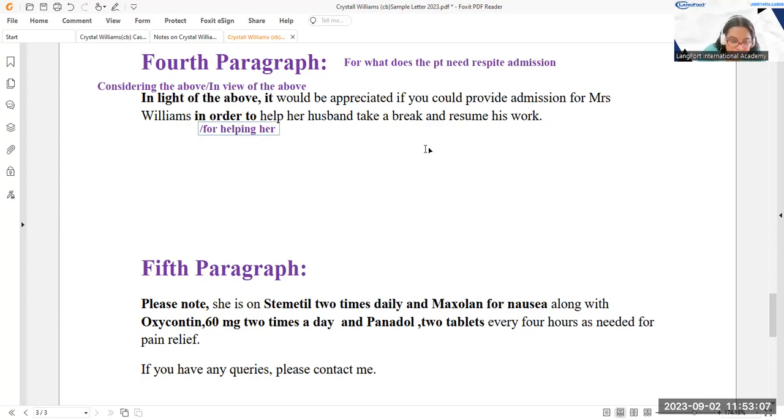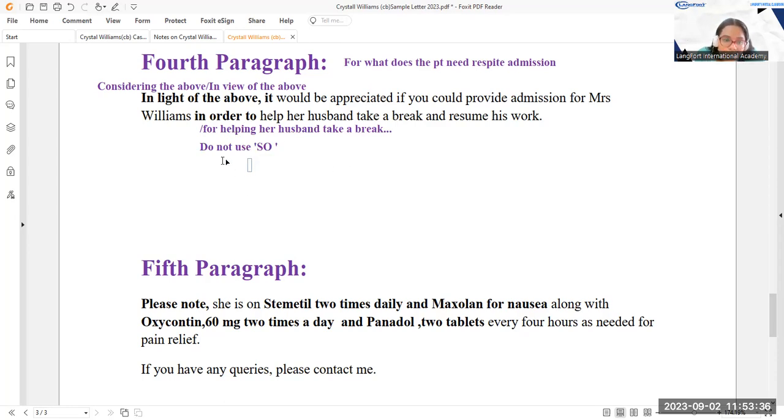Williams, for helping her husband take a break and resume work. Do not use "so" in OET letters. OET has suggested that we don't use the connector or conjunction "so" in OET letters. That's why I use "in order to", or you can say "for": in order to help, or for helping her husband take a break. You can use that.